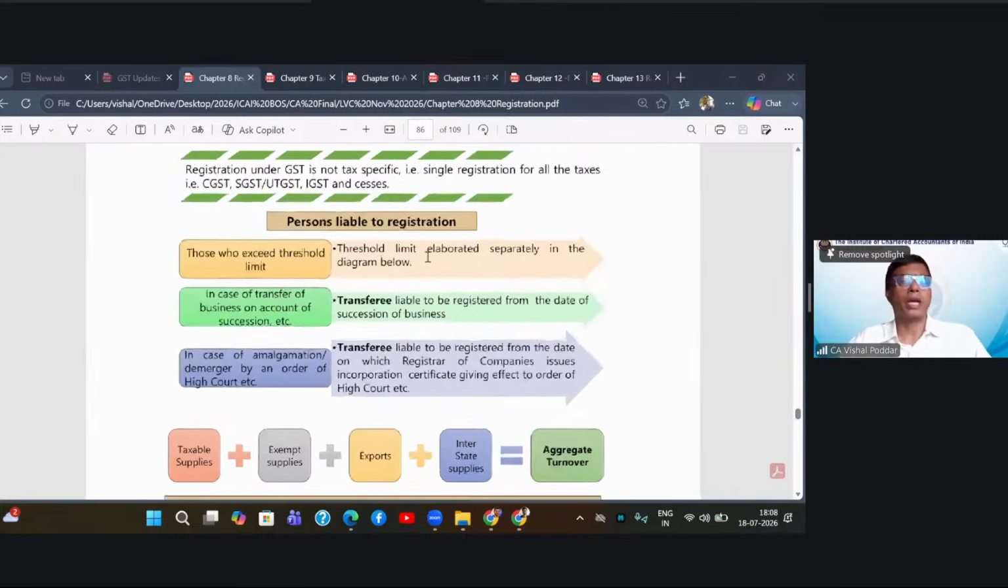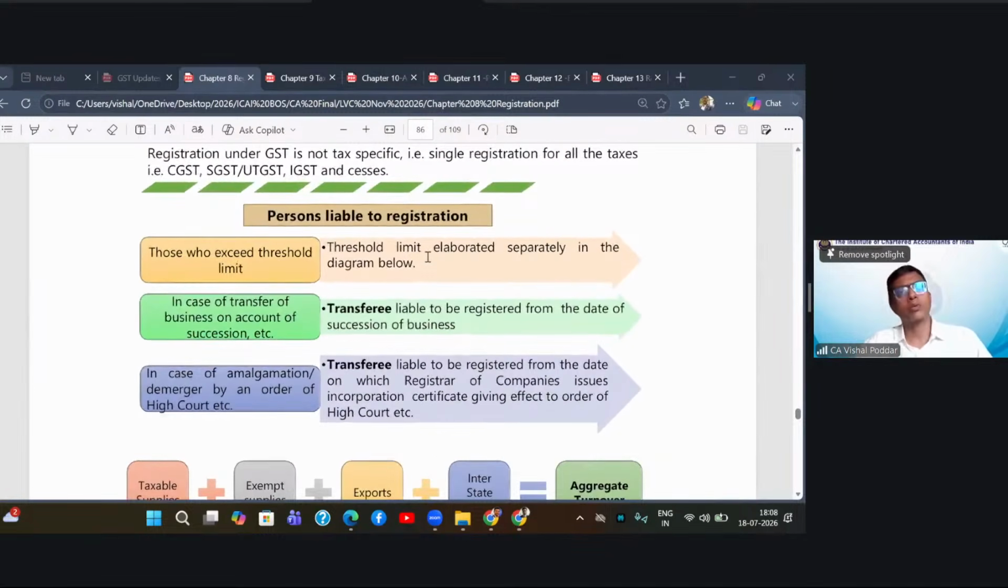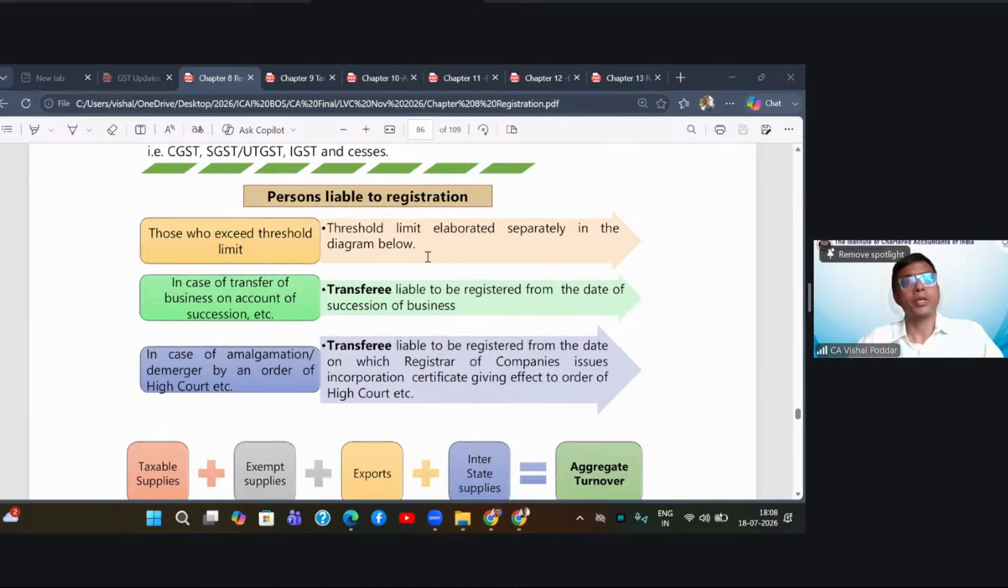Now, who all are liable to register? For this, there are 2 sections which will determine this. The first section which determines the liability to register is section 22, and the second section is section 24. Section 22 has linked the responsibility of registration with the turnover threshold. For different states, different thresholds are provided.